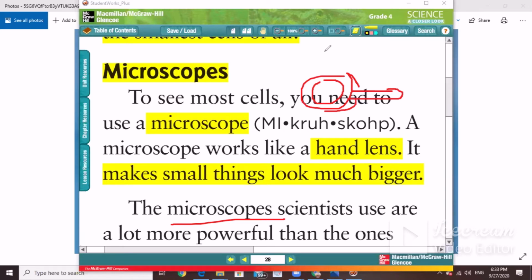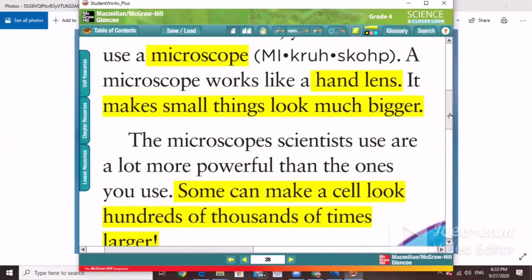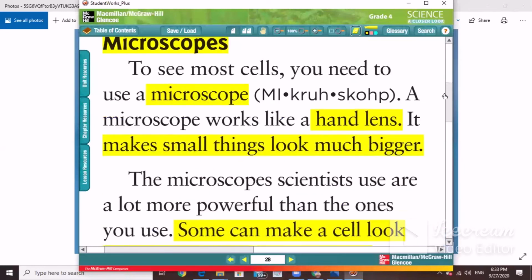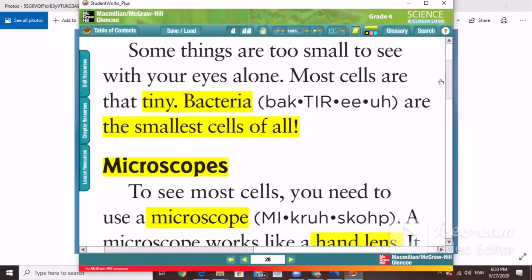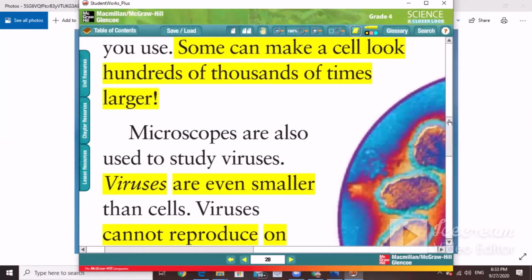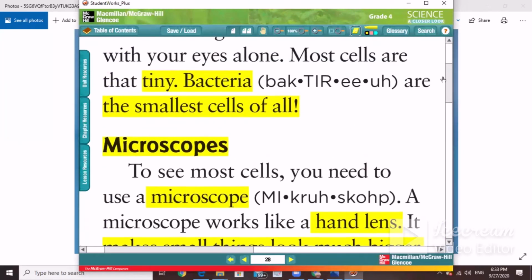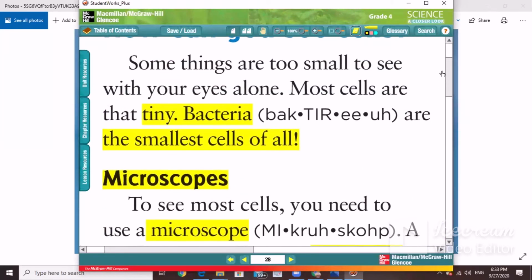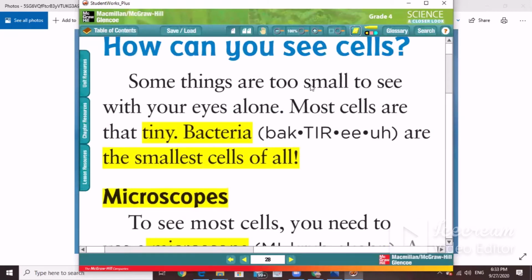Okay, and the scientists use a microscope much bigger than your microscope. Okay, now let's talk about bacteria and virus. Bacteria and virus. Okay, what do you think? Is bacteria a living thing or a non-living thing?